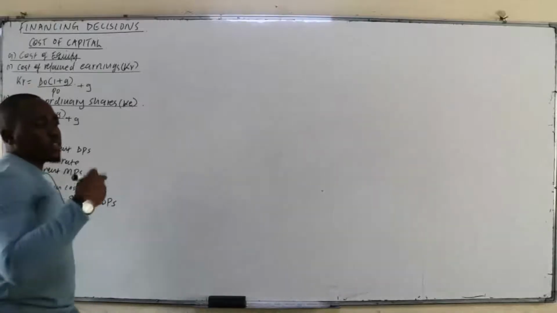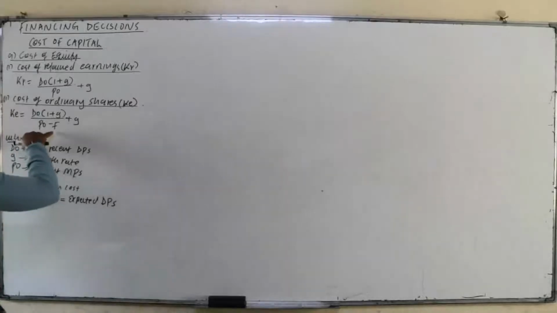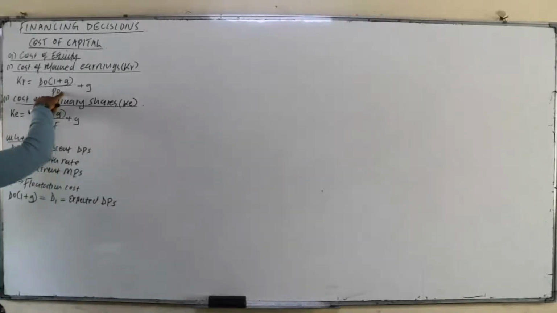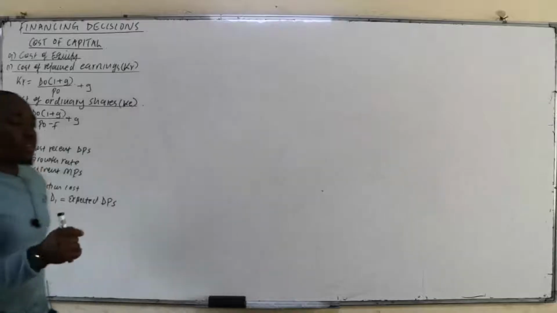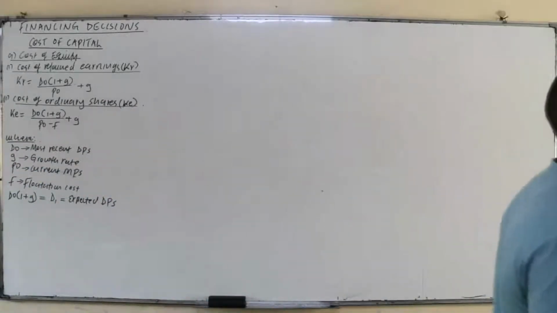You see, retained earnings is the money the company already has as profit. But the flotation cost is the cost incurred to raise new funds. That's why when determining the cost of retained earnings you just take the market price per share. But to issue new shares, there is a cost incurred in the process, so we deduct the flotation cost here. For retained earnings there is no flotation cost because it is money already in the company. So you don't incur costs to raise what you already have.